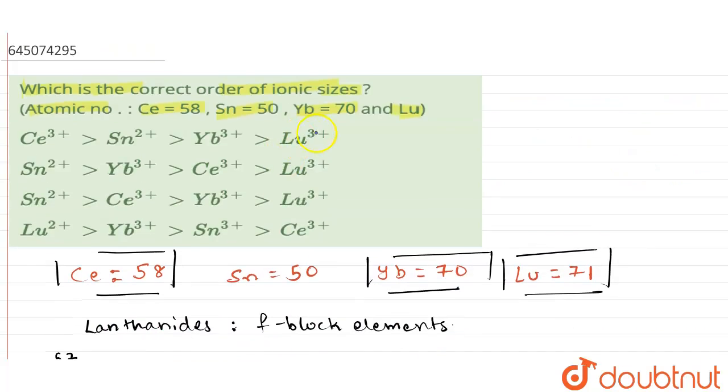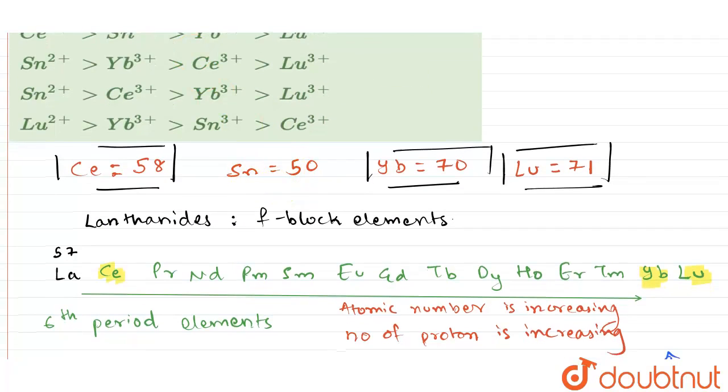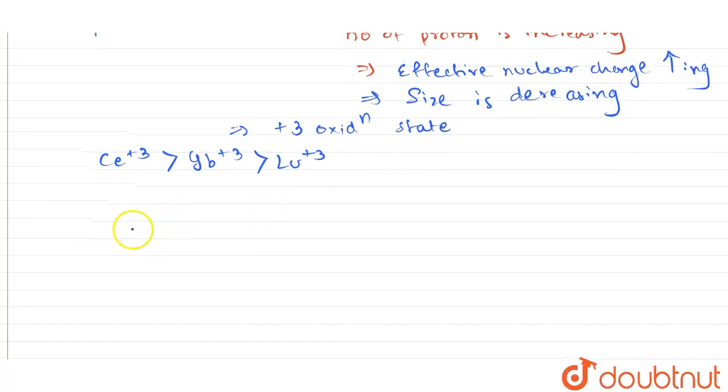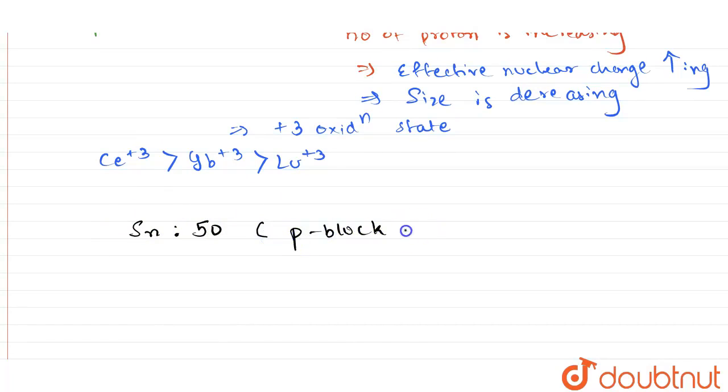Now there is one more element which is present, that is tin. We have to place where tin is going to be placed. Tin has the atomic number of 50. Actually this is a p block element. It belongs to group 14 and fifth period.